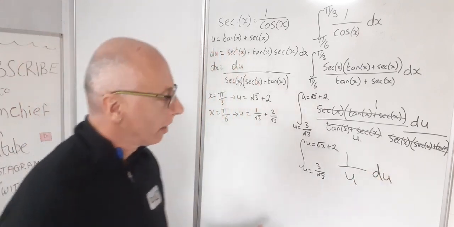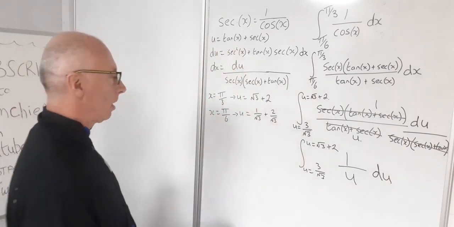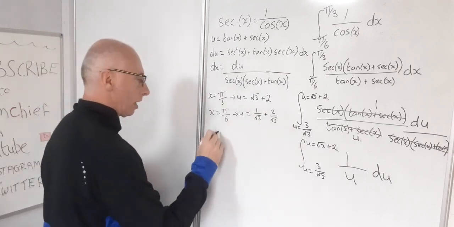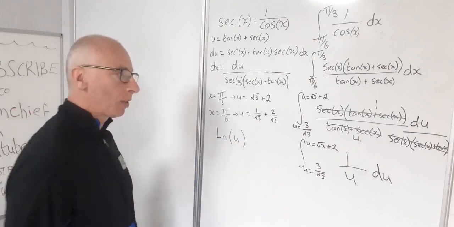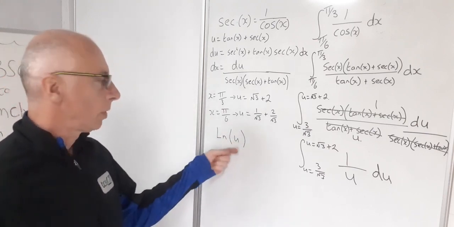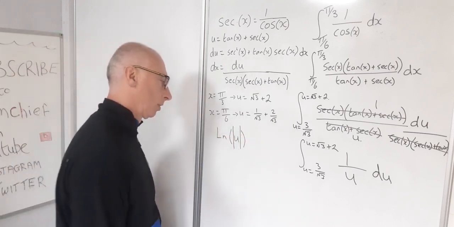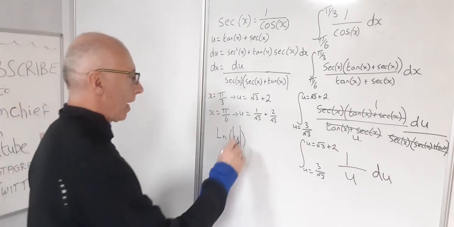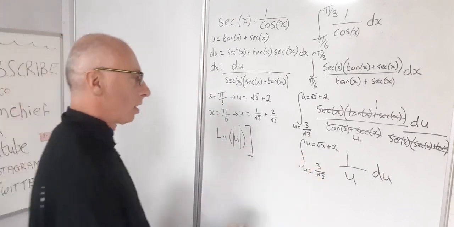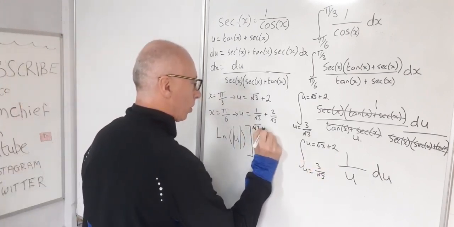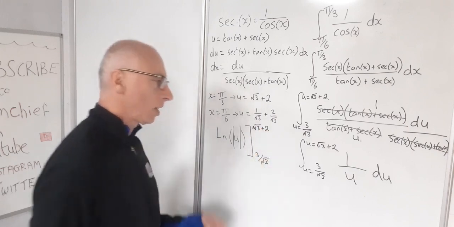And we know what that is. That's the natural logarithm of u. So now let's put our answer here. Our answer is natural log of u. As we're dealing with trig functions, we need to stick an absolute value in there just in case we get any negative values. Then we evaluate that over these u values. So now we've got root 3 plus 2 over 3 over root 3. So that's our two values.